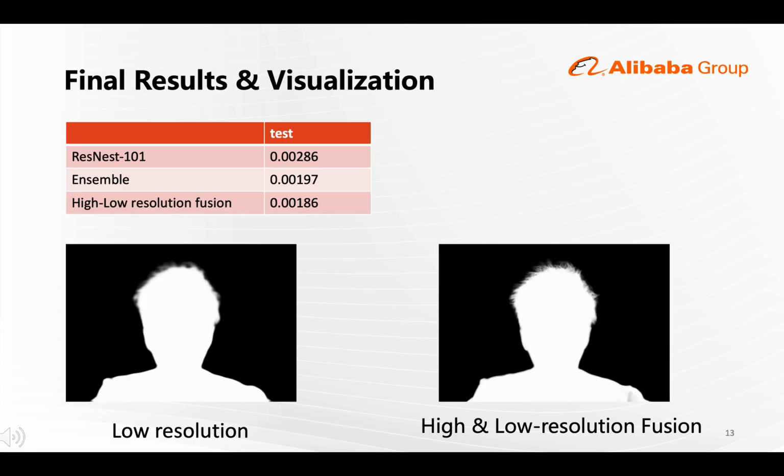Finally, on the test dataset, a single ResNest 101 model reaches 0.00286, and then through the model ensemble, we reduce the MSE to 0.00197. The high-low resolution fusion further improves the result to 0.00186. The 2 figures at the bottom are a comparison of 2 methods. As you can see, the right picture has more sharp hair details.